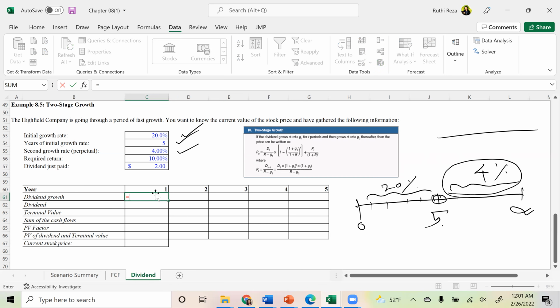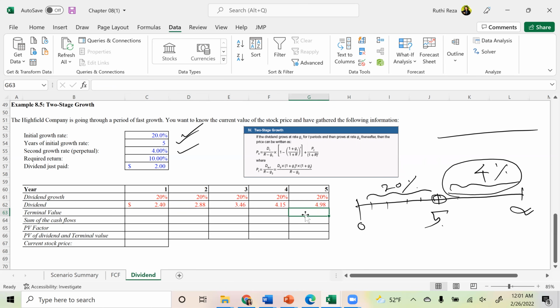The dividend growth rate in year number 1 should be 20%. And we're going to have the same dividend growth rate for the next 5 years. Then our dividend in year number 1 should be our current dividend times 1 plus dividend growth rate. Again, dividend in the previous year times 1 plus your dividend growth rate. These continue.